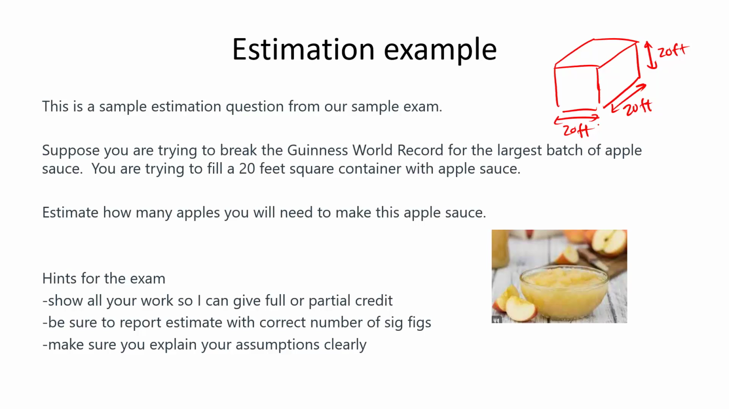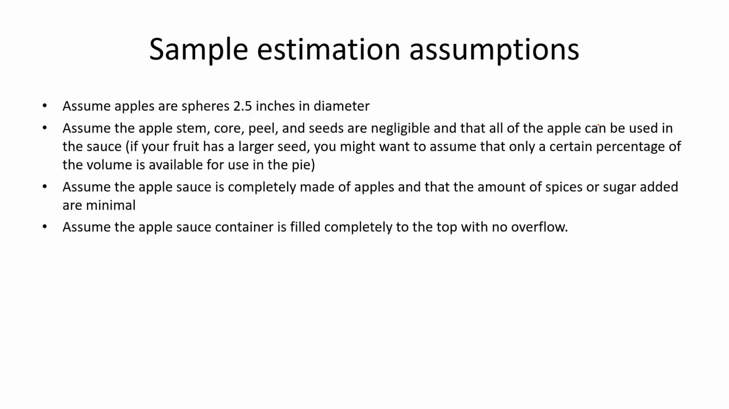Remember, on the exam, you're going to need to show all your work. You're going to want to make sure you report your estimate with the correct number of significant digits, and make sure that you explain your assumptions clearly. So let's look at our example. Here are some assumptions that you could choose to make for your applesauce. For example, you might choose to say that your apples are spheres that are 2.5 inches in diameter.